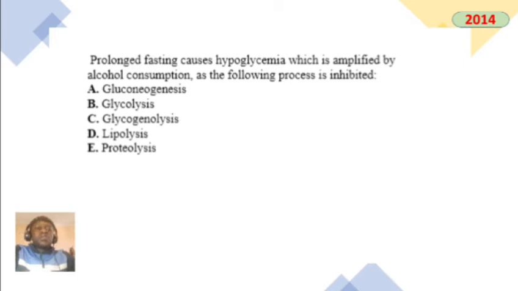Prolonged fasting causes hypoglycemia, thus decreased amount of glycogen, which is amplified by alcohol consumption, right? As the following process will be inhibited, right? So because of this alcohol consumption, the patient cannot synthesize glucose from non-carbohydrate sources, right? So that process of synthesizing glucose from non-carbohydrate sources is called gluconeogenesis. Neo from new, right? So it's gluconeogenesis.